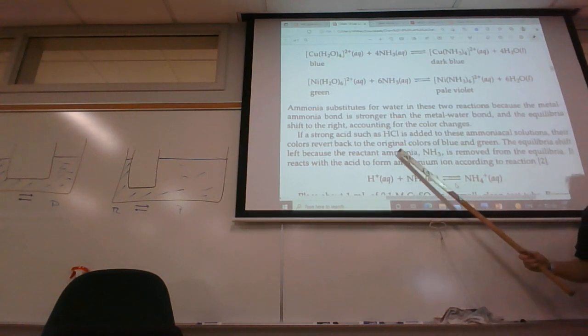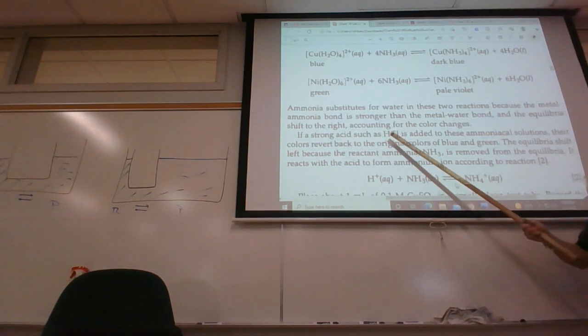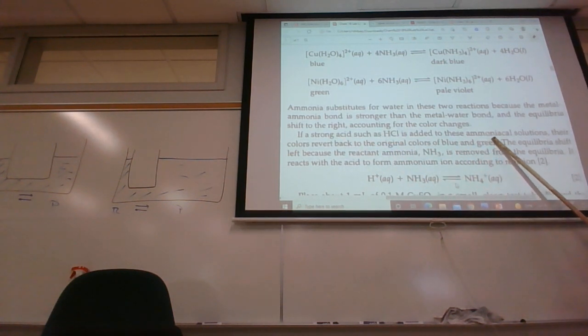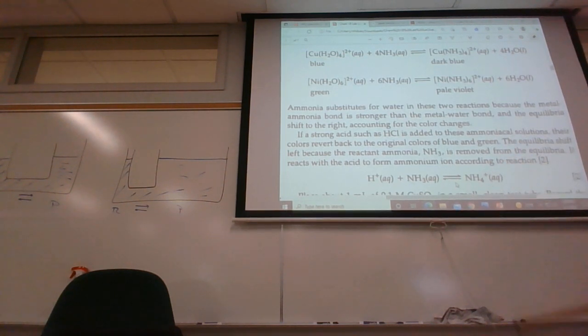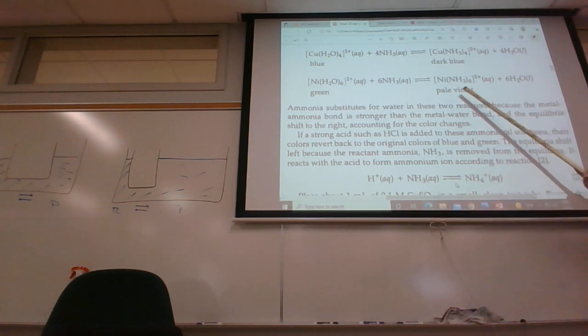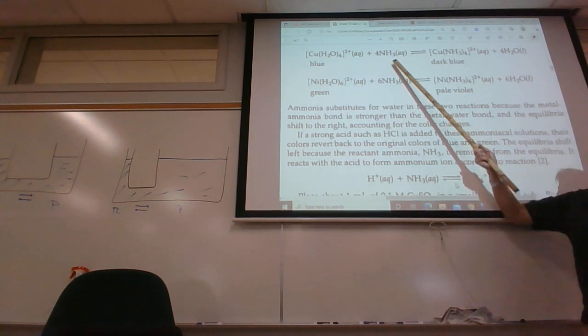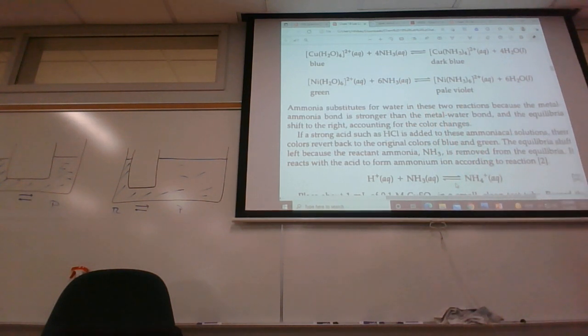We've got to watch out, because in this case, what's the acid? The acid is going to be HCl, which is a strong acid. And this is being added to the ammoniacal solution. An ammoniacal solution is like a highly concentrated ammonia solution. We've got to add a lot of ammonia here, and this is going to be the 15 molar stuff. The 15 molar stuff is very powerful.